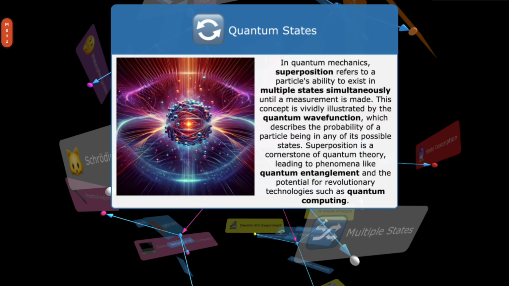In quantum mechanics, superposition refers to a particle's ability to exist in multiple states simultaneously until a measurement is made. This concept is vividly illustrated by the quantum wave function, which describes the probability of a particle being in any of its possible states. Superposition is a cornerstone of quantum theory, leading to phenomena like quantum entanglement and the potential for revolutionary technologies such as quantum computing.